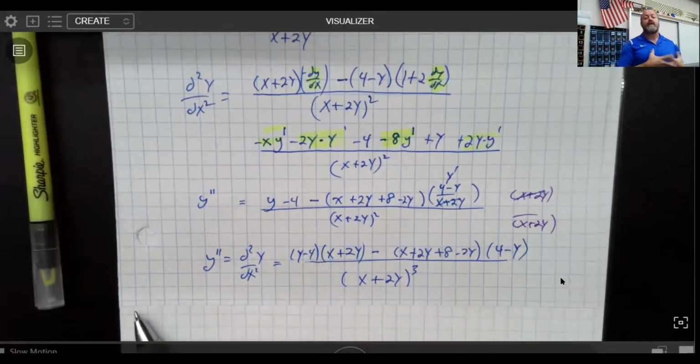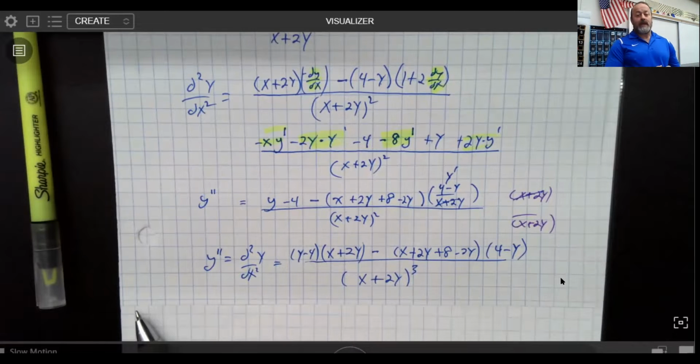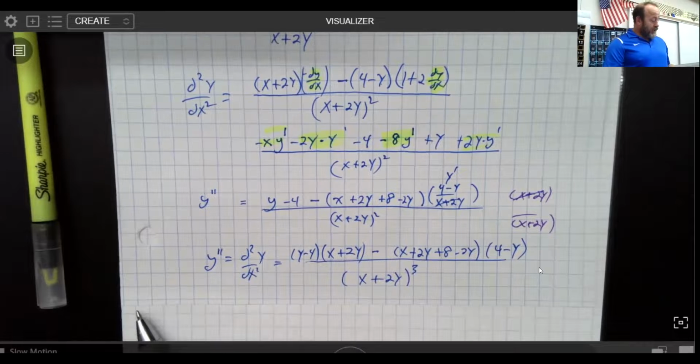And that tends to happen in these problems because they tend to end up with a quotient in the final answer. Hopefully that was helpful. Kind of hard, kind of difficult, but that will be it for this particular problem.